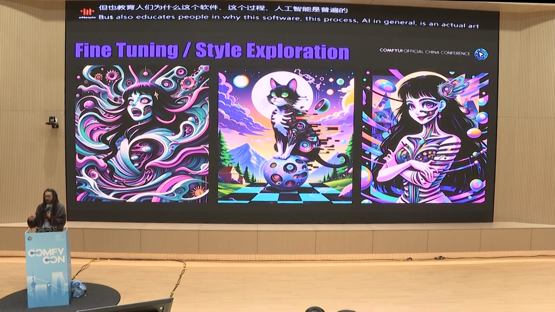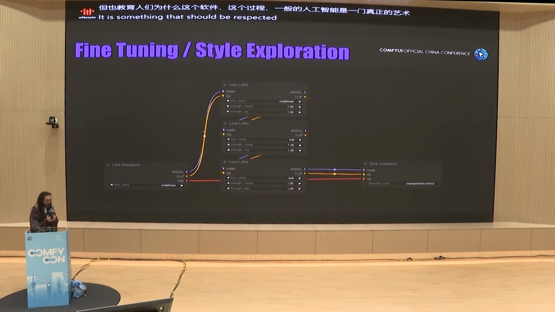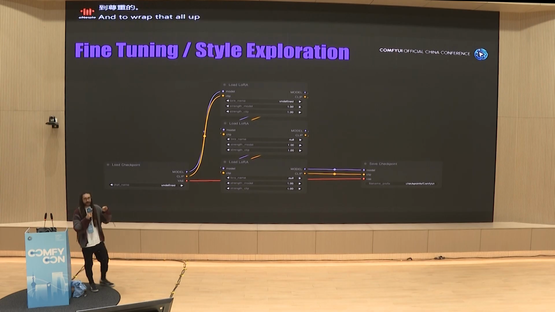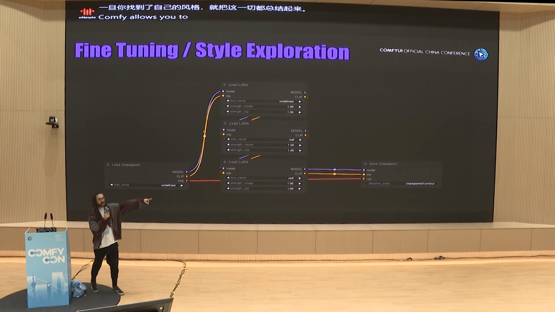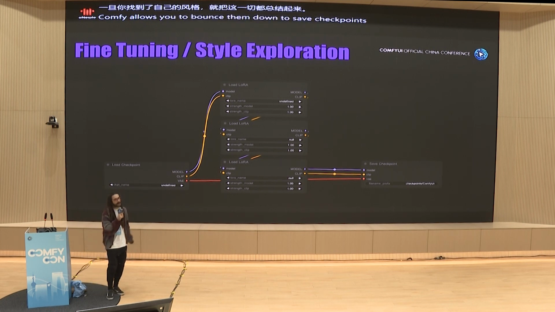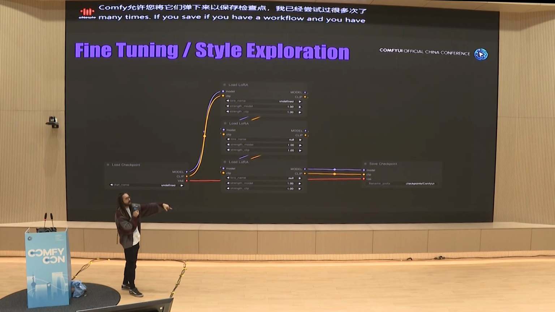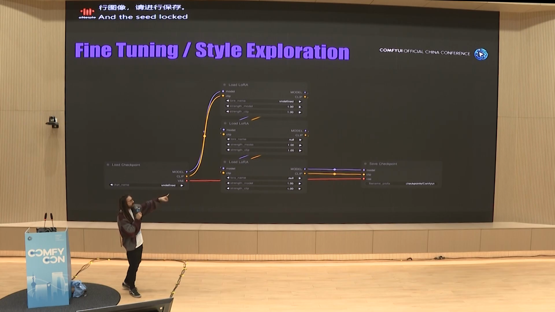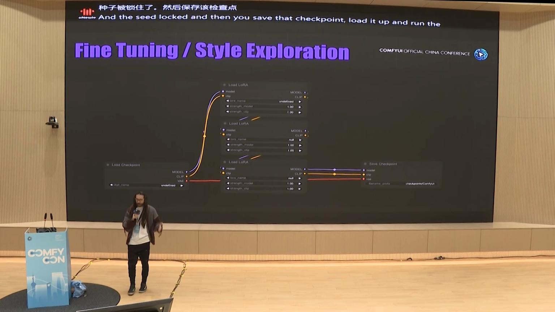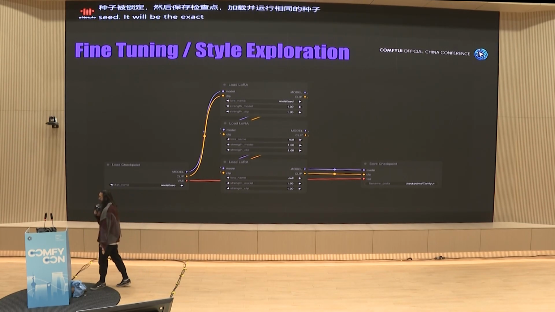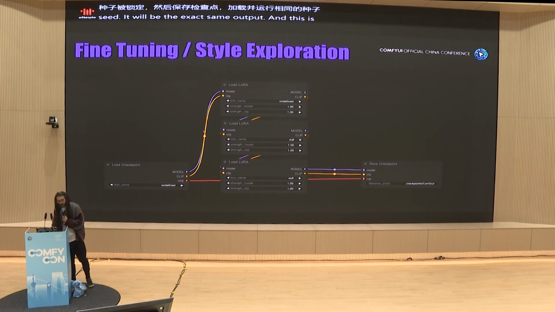It is something that should be respected. And to wrap that all up, once you've found your style, Comfy allows you to bounce them down to save checkpoints. And I've tried this many, many times. If you have a workflow, and you have your settings, and you run an image, and you have the seed locked, and then you save that checkpoint, load it up, and run the same seed, it will be the exact same output. And this is incredibly powerful. This is super, super powerful.